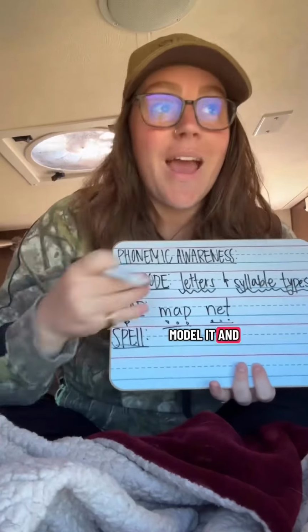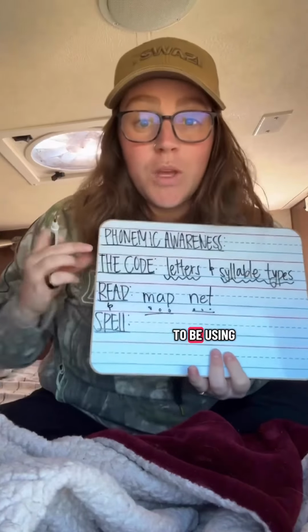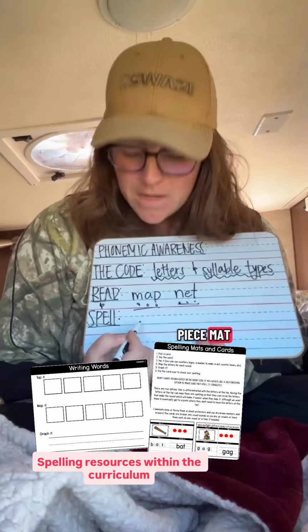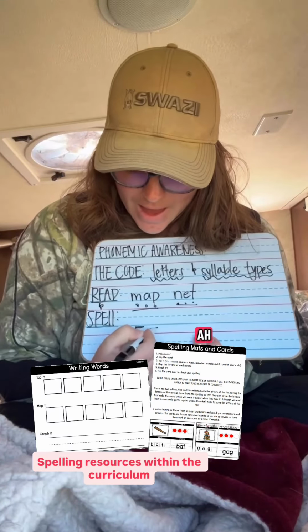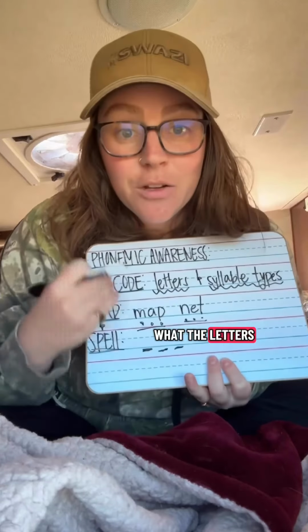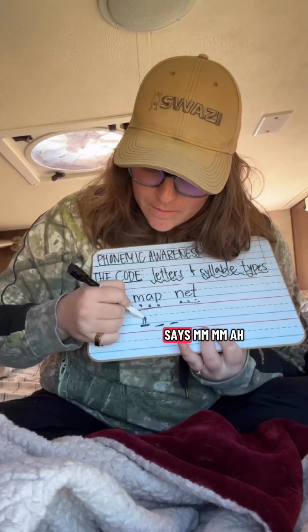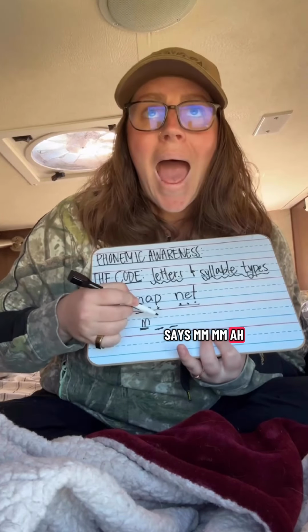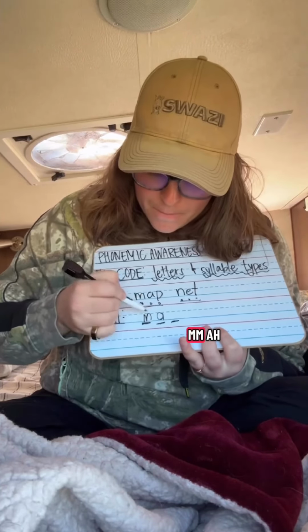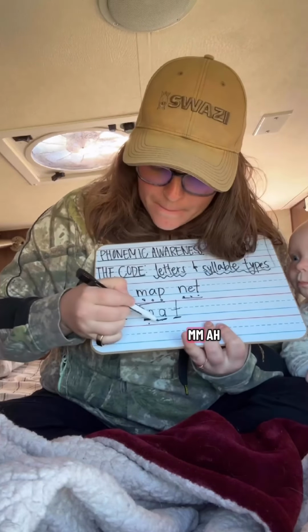Same thing with spelling. I'm going to model it and then they're going to do it on their own. So for example, when I am spelling, I'm going to be using this phonemic awareness piece. Mat. We know that we have 3 sounds in this word, and we have to figure out what the letters that correspond to these sounds are. The letter M says mmm, a, a, t, T. Let's read it. At, mat. I spelled the word mat.